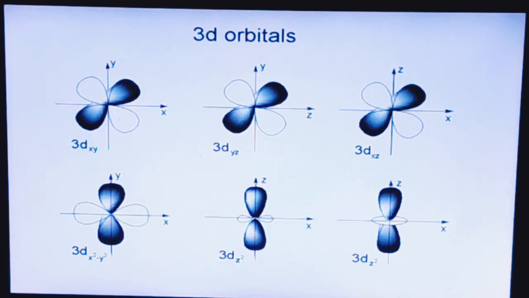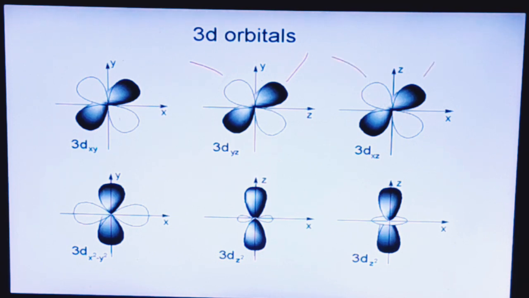So let's look at the shape of the orbitals. We have the xy, yz and xz. They all lie in between the axes. As you can see from here, this is the loop of the xy. This is the x-axis and the y-axis. The loops are in between the axes. This is also in between here, and this is also in between the axes.